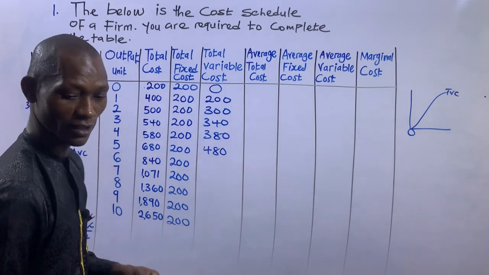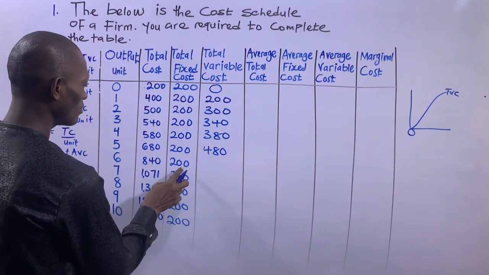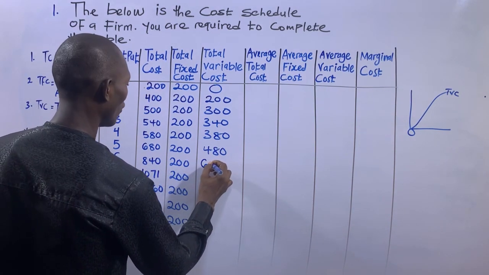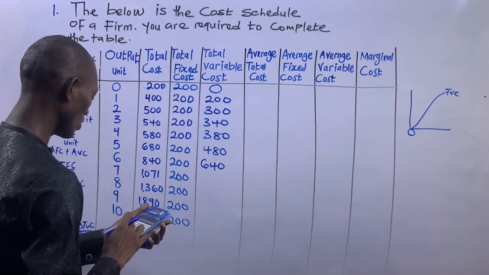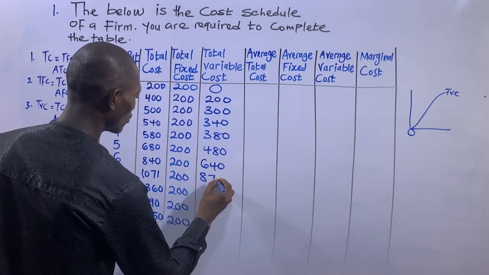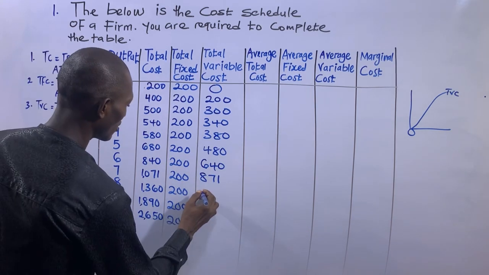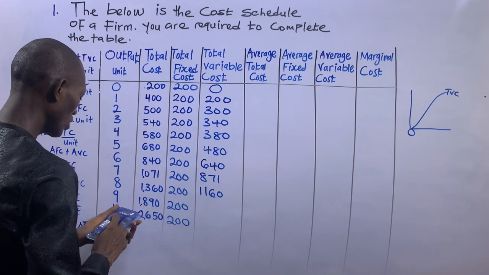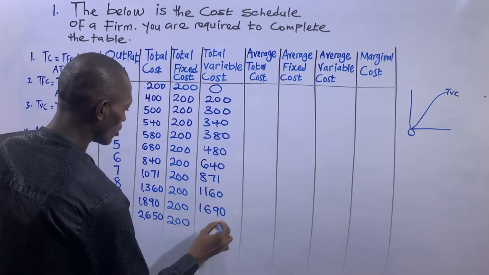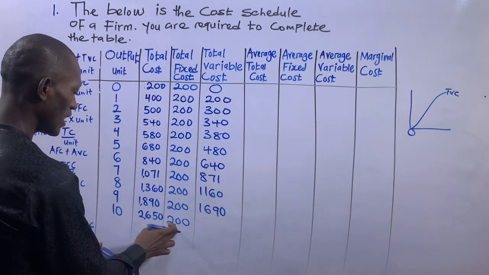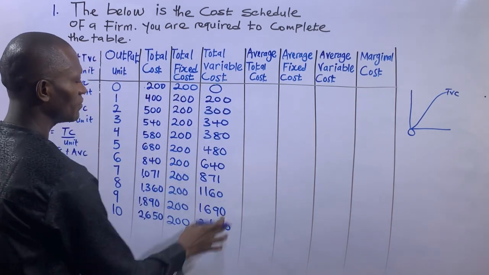I hope I'm correct. Let me make use of the calculator so that I will not commit a grave error. So 840 minus 200 gives us 640. Then 1071 minus 200 gives us 871. Then 1360 minus 200 gives us 1160. Then 1890 minus 200 gives us 1690. And 2650 minus 200 gives us 2450. So these are total variable costs.